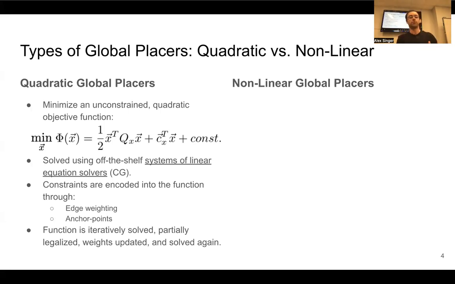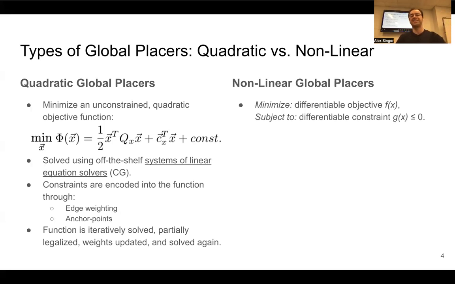They're called this because we solve quadratic global placers using linear systems of equation solvers. So nonlinear global placers minimize a differentiable objective function f of x subject to a differentiable constraint function g of x. Now, I'm kind of cheating on notation here, but g of x is just a function where the larger g of x is, the more you've broken your constraints, and the smaller g of x is, the less you've broken your constraints. And we can solve this optimization problem using a Lagrangian.